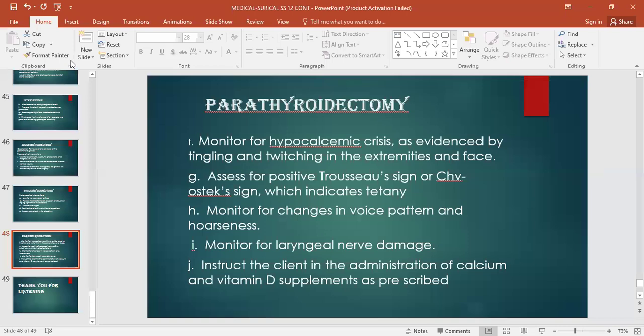You have to monitor for hypocalcemia. You know the parathyroid gland has been removed. So this patient is likely to come down with what? Hypocalcemia. And how are you going to know? They are going to manifest tingling and twitching in their extremities and face. Patient is going to come down with positive Trousseau and Chvostek signs. You monitor for changes in their voice pattern, hoarseness, monitor for laryngeal nerve damage. So the signs and the management is almost the same thing with the management of a patient who undergoes thyroidectomy. So any questions so far?